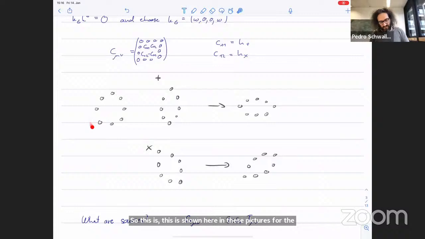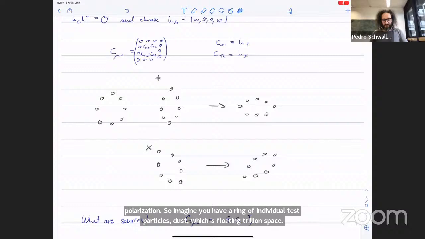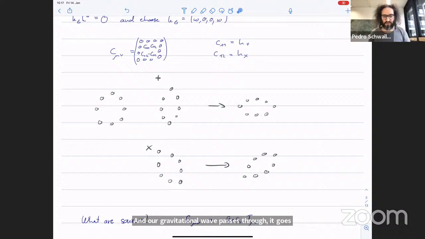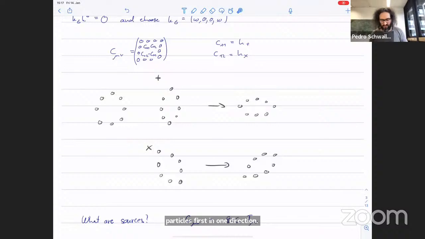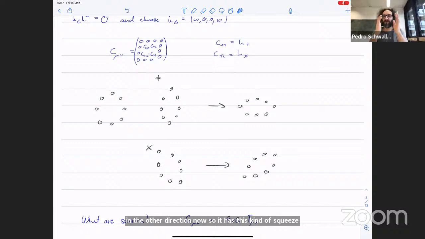So imagine you have a ring of individual test particles, dust, yeah, which is floating freely in space. And now a gravitational wave passes through. It goes, yeah, through the whiteboard here, through the piece of paper. And what it does is that it squeezes the dust particles first in one direction. Yeah, so it looks like the vertical line of the plus, and then in the other direction. Yeah, that's the effect of a gravitational wave on matter that it passes through.